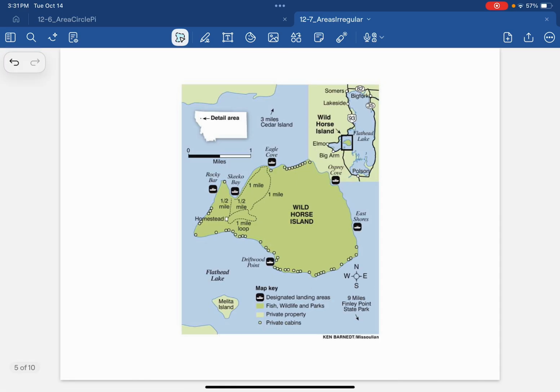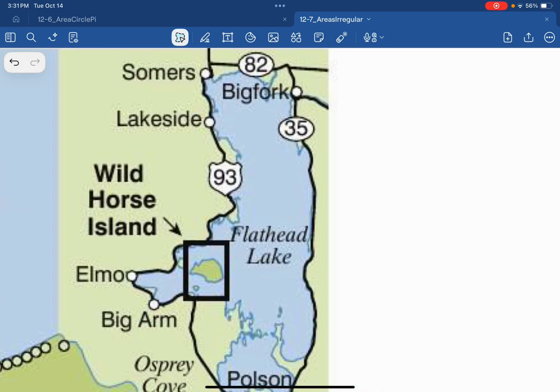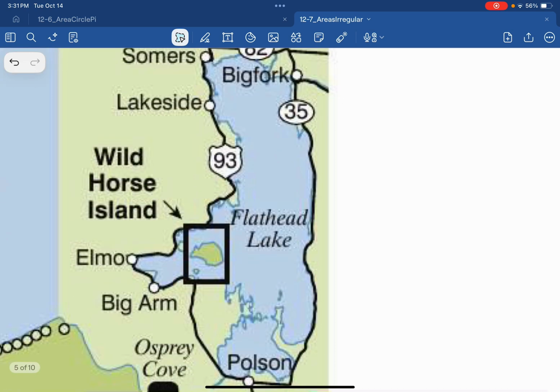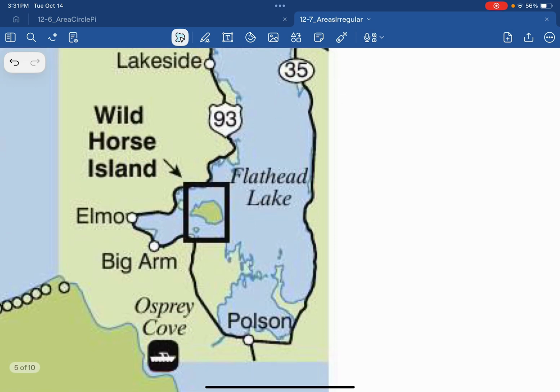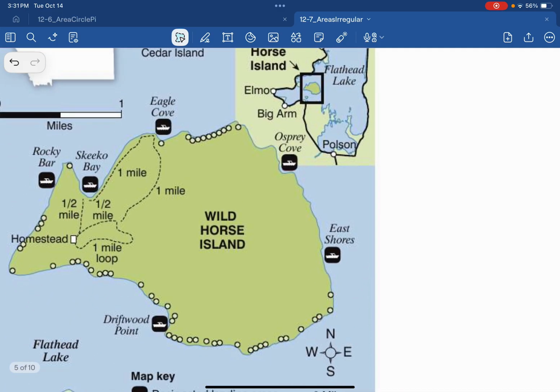Okay, well, let's see if we can figure out this question. So here's a picture of Wild Horse Island. Here's an inset map of where it can be found on Flathead Lake. You can see Polson at the bottom and Big Fork, Summers, Lakeside at the top. You can see it's in this big bay off to the west side of the lake. It's kind of a blobby looking island, somewhat circular, but certainly not a circle itself. The question is how many acres is that island?